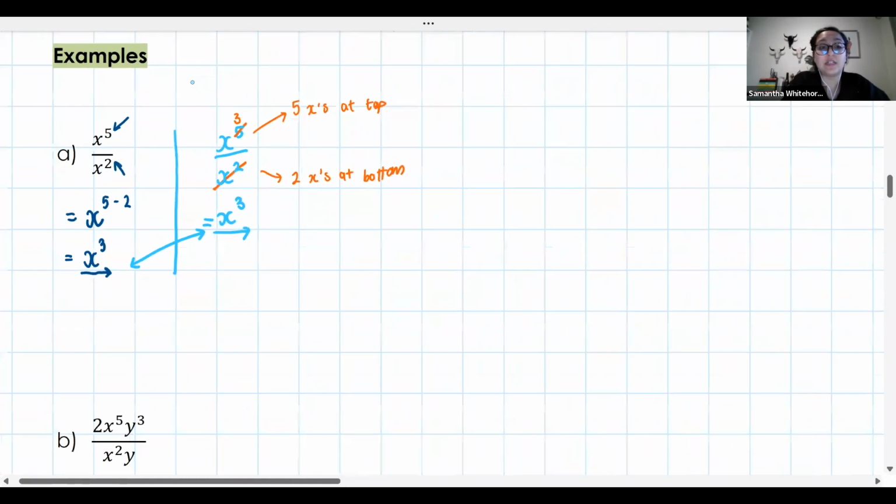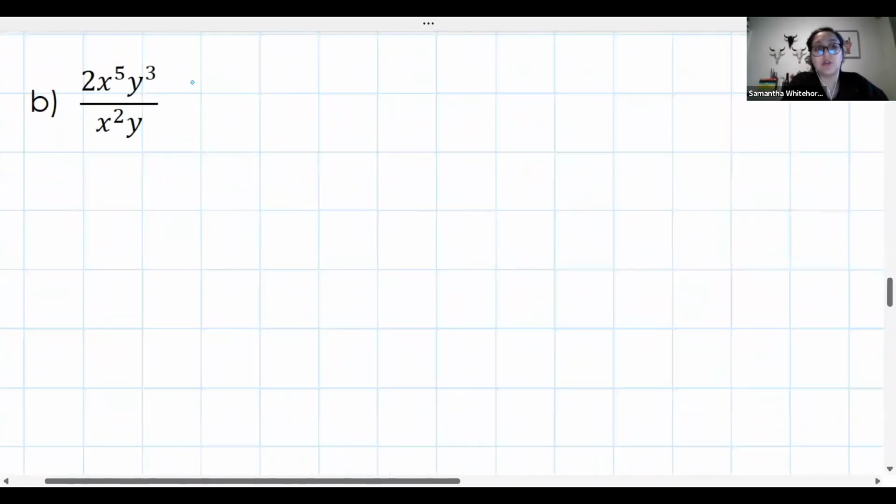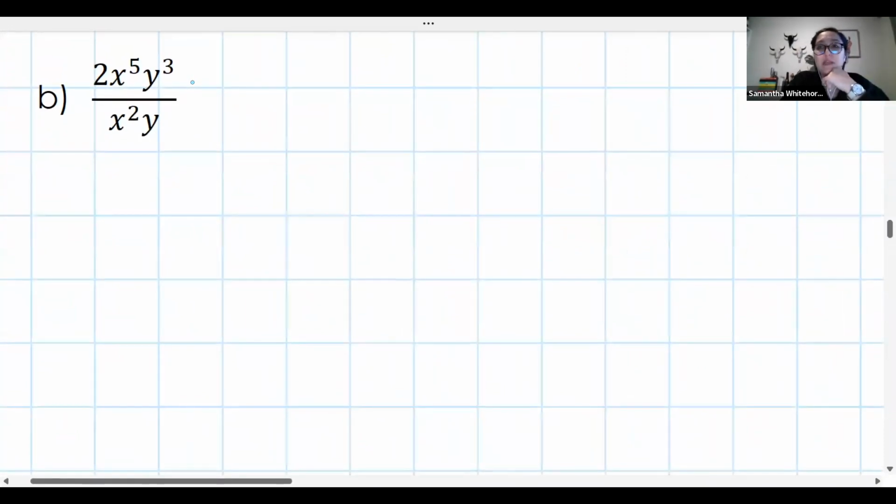All right, so let's have a look at a second one. I will come back to A so you can take a screenshot, don't worry. But let's have a look at question B. So we've got 2x to the power 5y cubed divided by x squared y.